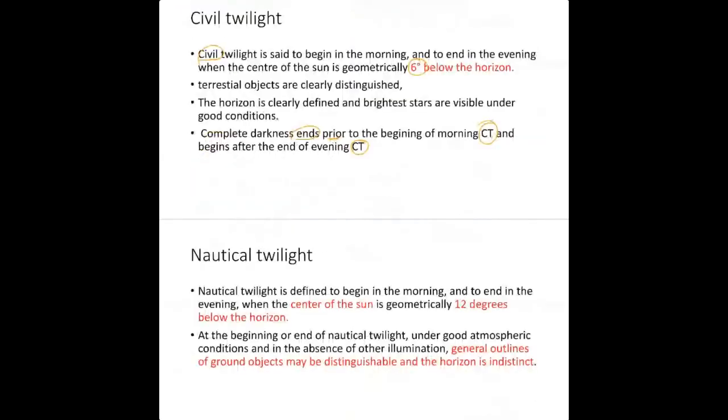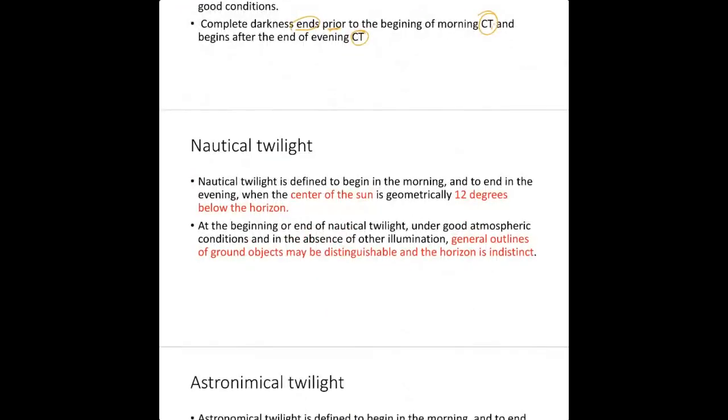Then we have nautical twilight. Nautical twilight begins and ends, in the morning and in the evening, when the center of the sun is geometrically 12 degrees below the horizon. There you can still see general outlines of ground objects that are distinguishable at the horizon.